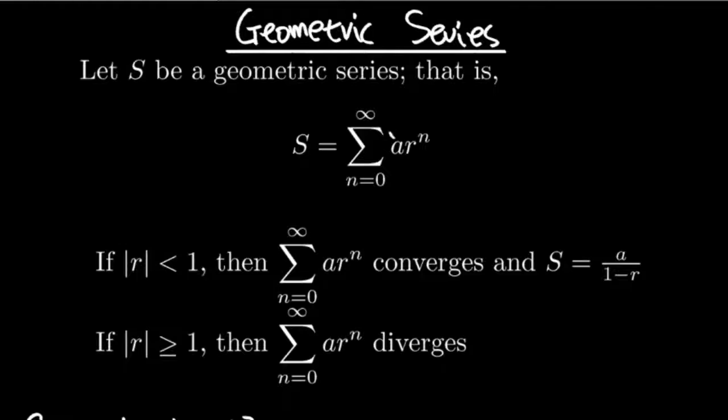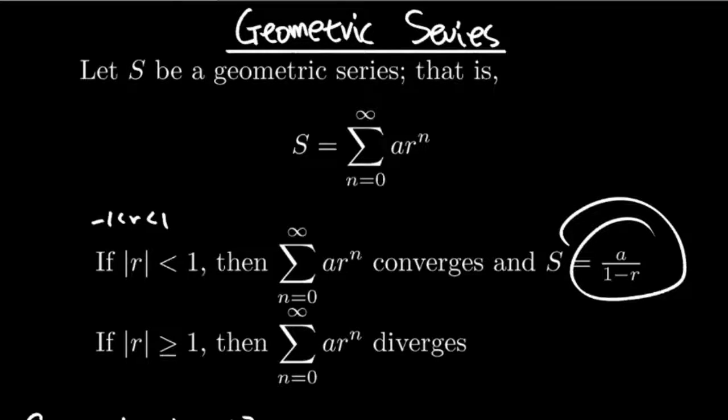Basically you have some number times something raised to the n power. So the power only applies to the r. Make sure you understand that. Essentially, if r is between -1 and 1, so the absolute value of r is less than 1, then the series will converge and we get the sum equals this. And if r is greater than or equal to 1, then it is going to diverge. So let's talk about why that is a little bit.